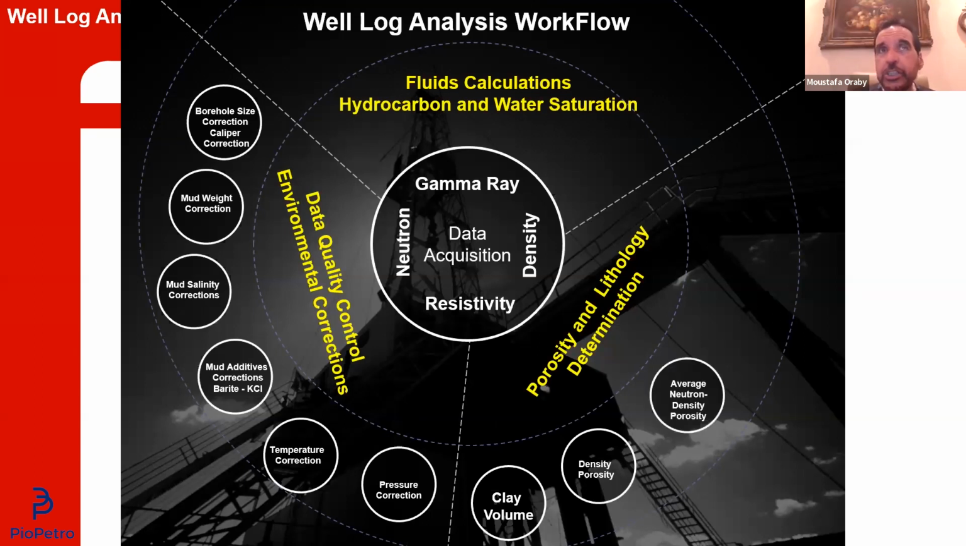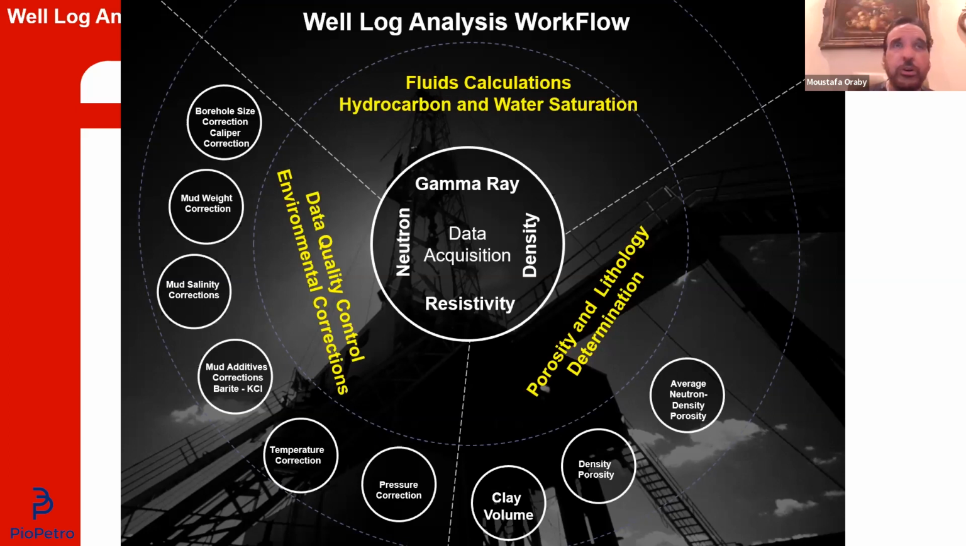Then we average the neutron and the density, because in our interpretation, and pay attention to this, neither the neutron porosity is correct, nor the density porosity is correct. None of them is correct. The correct value of porosity is the average of both. Okay, so the correct value of your reservoir porosity is not the neutron porosity, and is not the density calculated porosity. It is the average of the neutron density porosity.